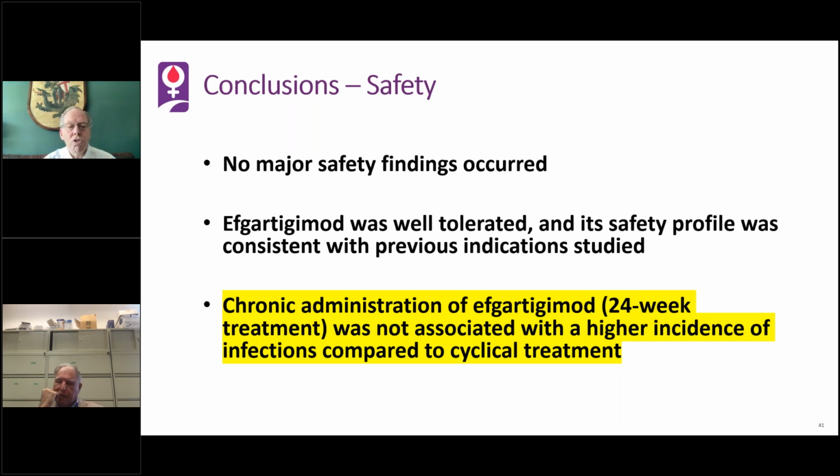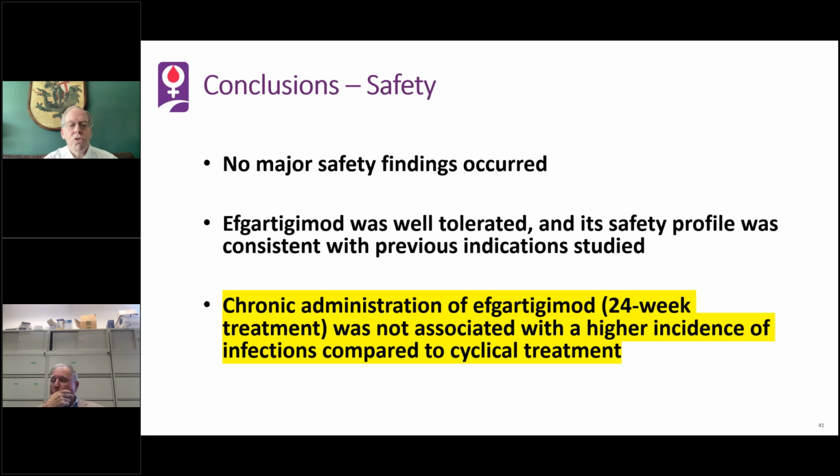Importantly, there were no major safety findings that occurred, and most safety findings have either been headache with infusion, and this study was done with the efgartigimod being given IV. But it was well tolerated, and there were no findings of hypoalbuminemia, which in other studies has been shown that it can occur. And if it does, you'll also get hypercholesterolemia, and it may change the half-life of drugs that bind albumin in the circulation.